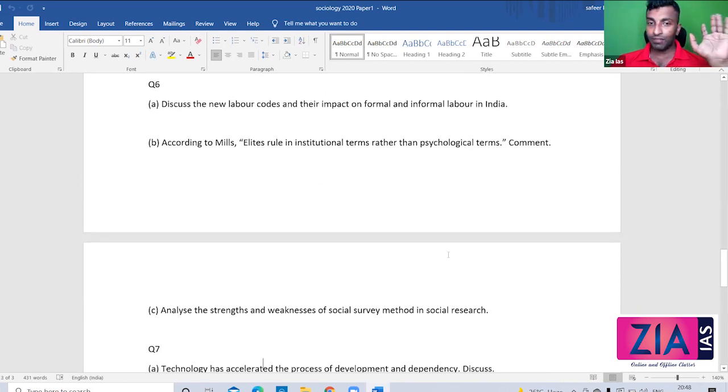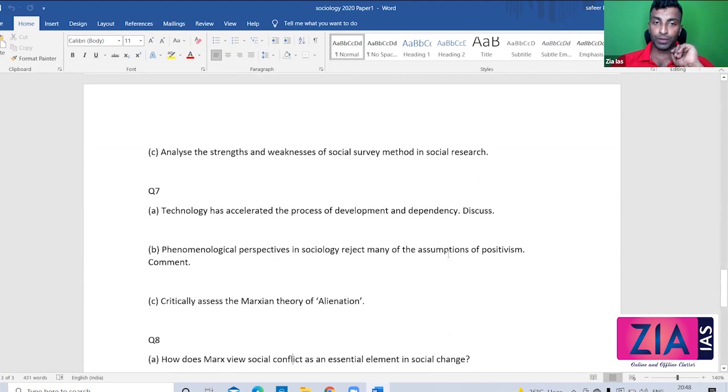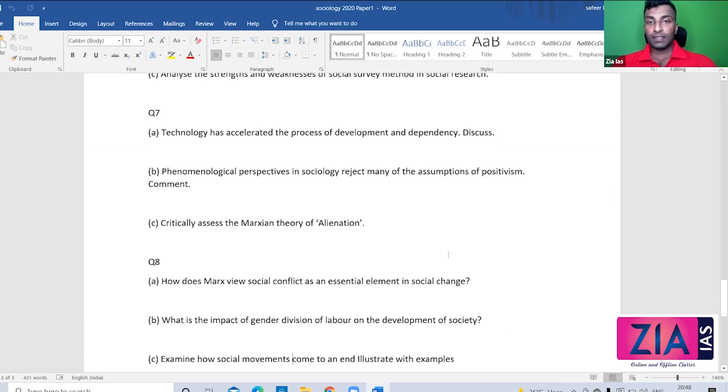6, I'm not attempting, we have not selected. 7, 8 is what we are going to attempt, right? Technology accelerated the process of development and dependency. When we discuss development and dependency, we'll talk about Immanuel Wallerstein's theory and Andre Gunder Frank's theory. You have to bring those. At the same time, you need to incorporate how technology interconnected different countries, developed and developing, and how developing countries are getting more and more dependent on developed countries in terms of technology, assistance and everything. Okay.